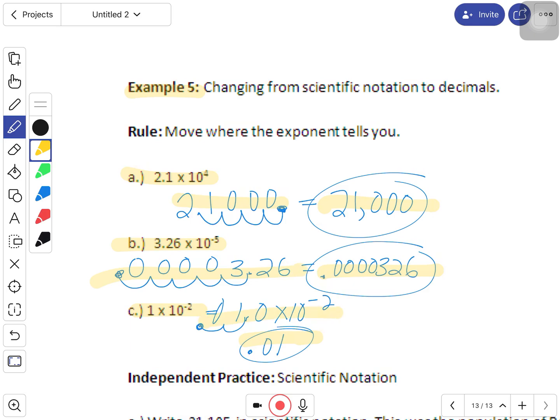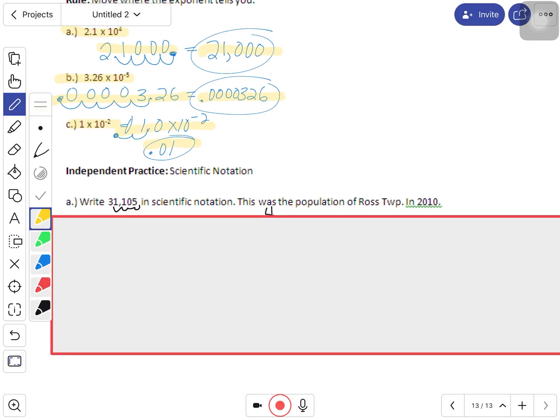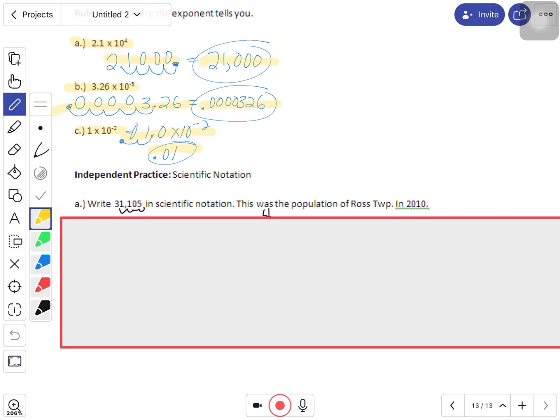All right, time to wrap it up. You get to go ahead and practice. Don't worry, Ross Township citizens, not McCandless. I didn't leave you out. The population of Ross Township in 2010 was 31,105, and I want you to write that in scientific notation for me. There's also another one right below it. Go ahead and press pause. See how you do.